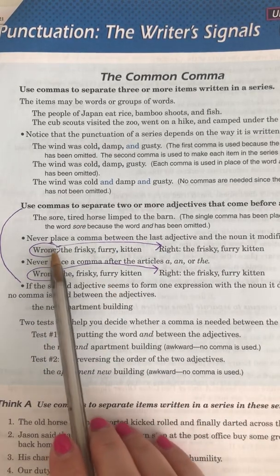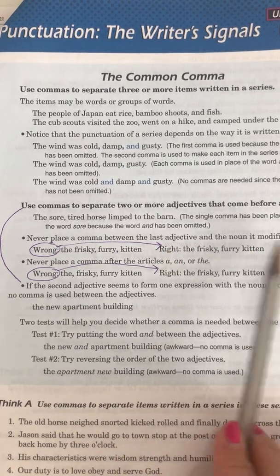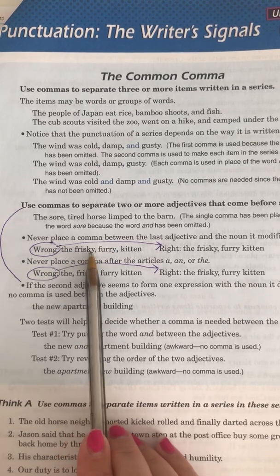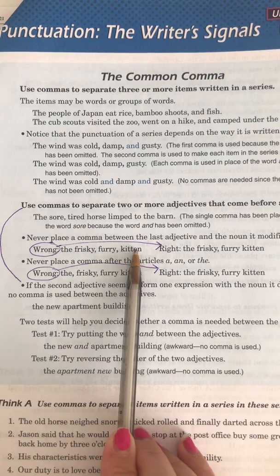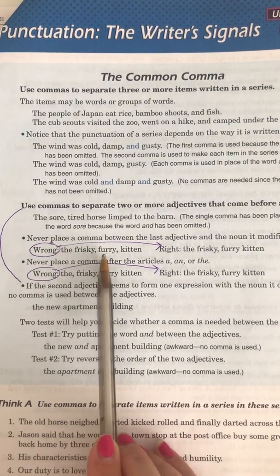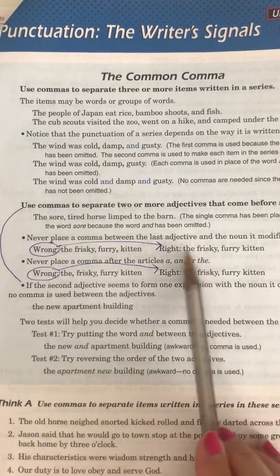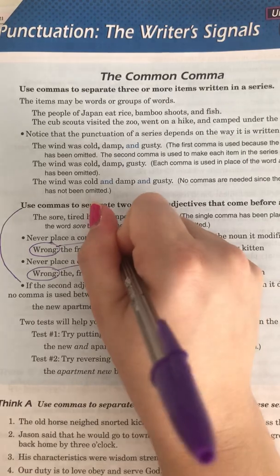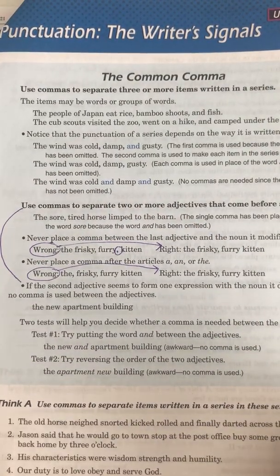So here it says, never place a comma between the last adjective and the noun that it modifies. So you don't want to say the frisky, furry, comma, kitten. Or I should say that again, the frisky, comma, furry, comma, kitten. You just want to say the frisky, comma, furry kitten. So this one is unnecessary and wrong. You don't want to place a comma after articles.